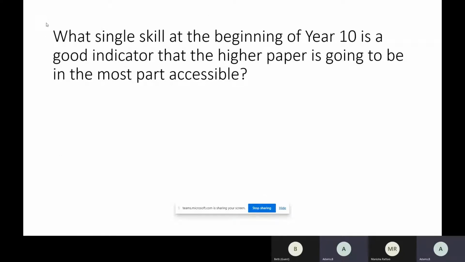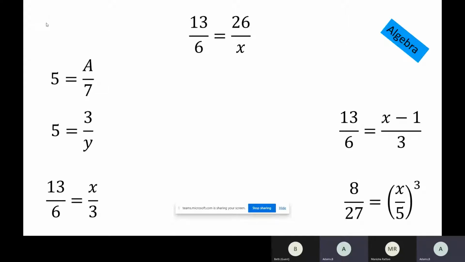So the first question is, what single skill in year 10 is a good indicator on higher paper being accessible? Lots of solving equations, and in particular algebraic equations. And I think that is the key indicator as to if somebody's capable of higher GCSE. I think higher GCSE is really hard if somebody can't solve equations like this. And I personally would devote as long as is needed in our school at making sure people can solve equations before moving on, because so many topics will be unpleasant.